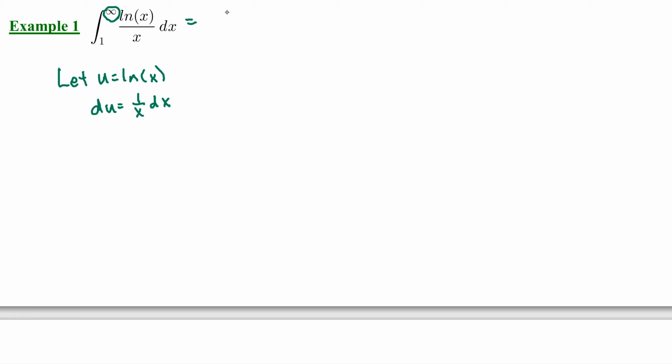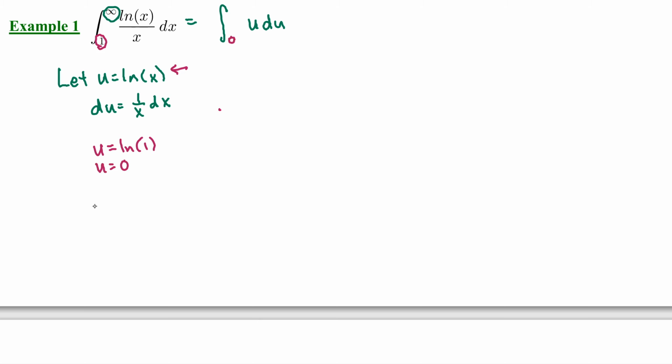So I can rewrite this integral as u du. Now, we're going to need to update both of our limits of integration from x values to u values. Let's start with x equals 1. When x equals 1, we know the relationship between u and x is here. When x equals 1, u is equal to natural log of 1, and clearly that's 0. So my new lower limit for u is going to be 0.